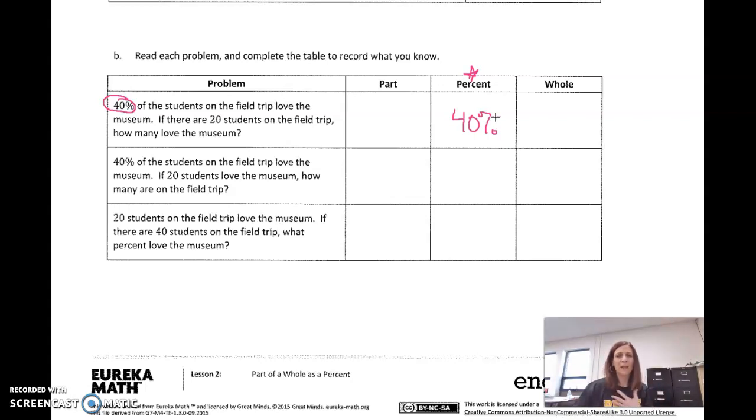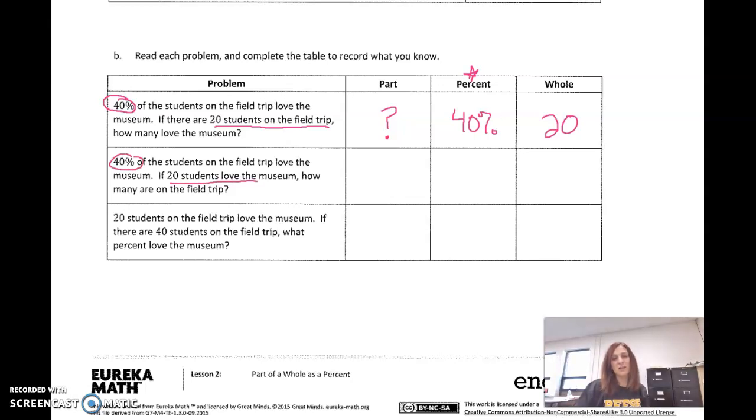I'm going to try to figure out, we're talking about students on a field trip. Do I know the total number of students on the field trip? 40% of them love the museum. There are 20 students on the field trip. Great, that's our whole. Do I know the part? I know we have 40% of the students, but that's not the number of students. So in this case, we don't know what the part is. That's what we're going to be getting into here, how we can figure this part out. But before we can figure it out, we need to be able to identify our pieces. So, another similar problem in the next one. 40% of the students on the field trip love the museum.